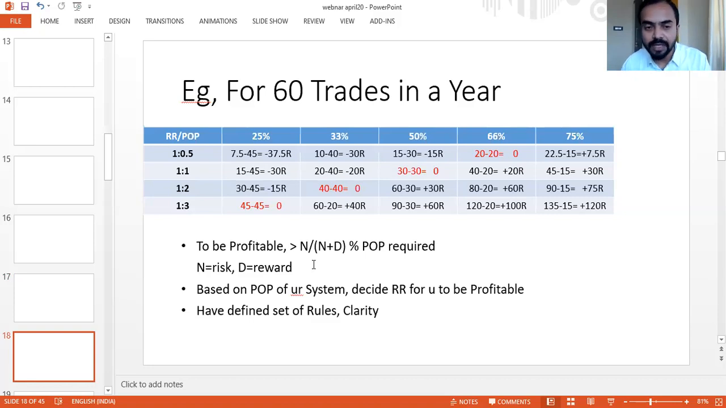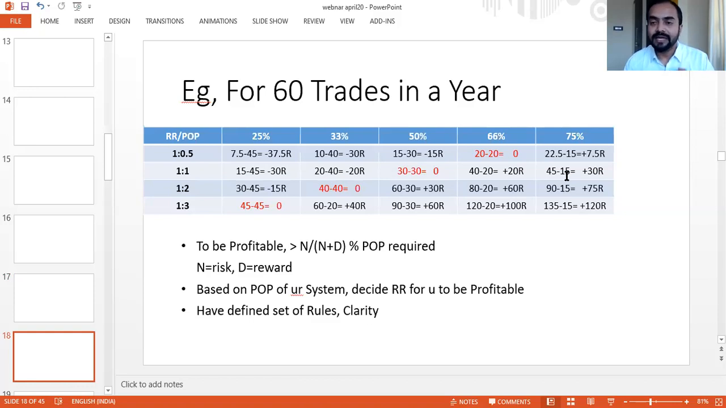We'll take one more example. Suppose my risk reward is 1:1. Then what should be my POP to be profitable? So 1 divided by 1 plus 1, which is 1 by 2, which is 50%. So as you can see here, if my POP is greater than 50%, I will be profitable. So this is how you can calculate your POP to be profitable if you know your risk reward.